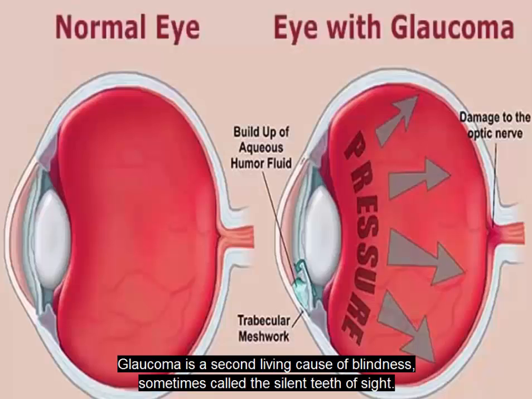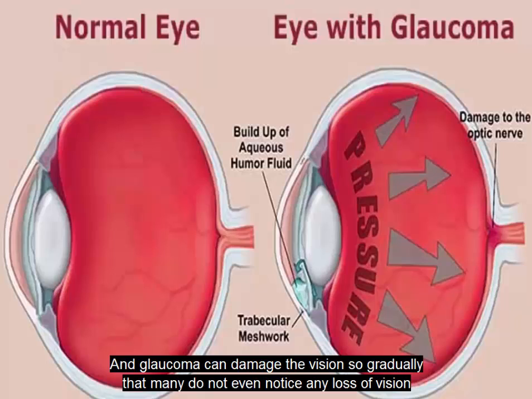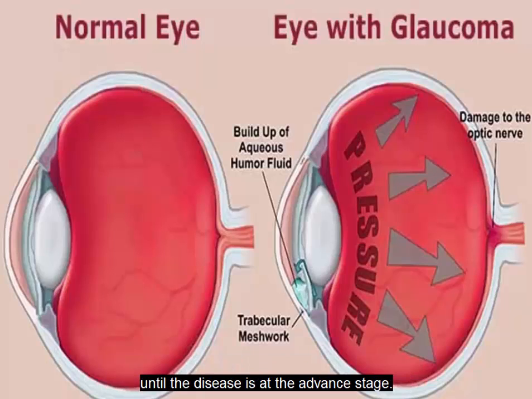Glaucoma is the second leading cause of blindness, sometimes called the silent thief of sight. Glaucoma can damage the vision so gradually that many do not even notice any loss of vision until the disease is at the advanced stage.